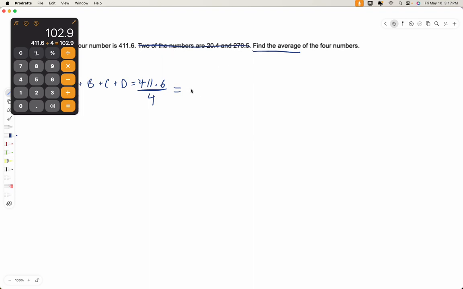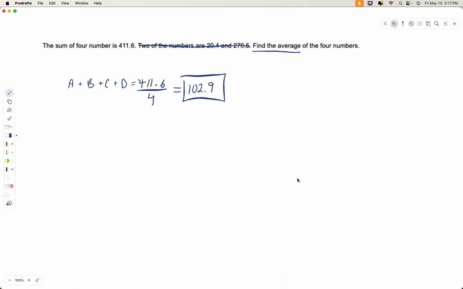It was trying to get you to do something with these. I don't know what you would do. So 102.9. That's your answer. Just like that. It doesn't matter though. We didn't care what the individual numbers were if we're looking for the average. We just have to divide by 4 to find the average. All right, let's look at the next one.